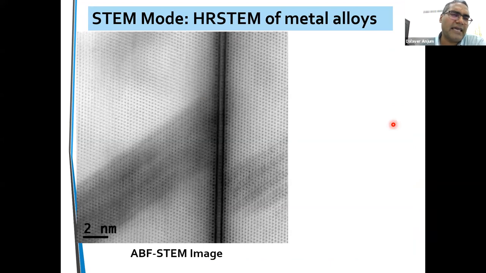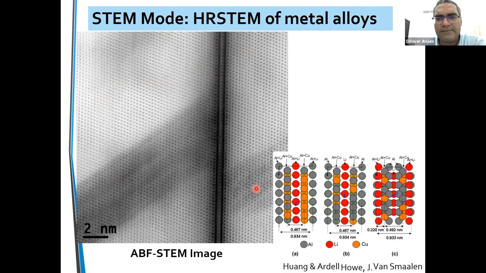But STEM can also be used for imaging of metals. Metals are very stable under the electron beam, so we can take a very high resolution image, particularly if the microscope is aberration corrected. This image is taken in bright field mode of one of the copper precipitates in aluminum. We see the aluminum lattice, and there are other precipitates coming in the way as well. But I'm interested in this one, which is called T1 precipitates.